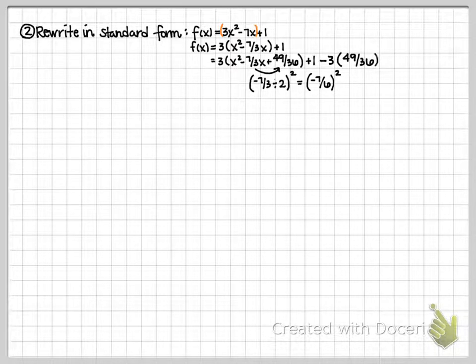Again, like I said on the previous slide, if you want to move that to the other side and then just move it back, that's perfectly fine too. You get the exact same answer. You just want to make sure that at the end you have f of x equals.